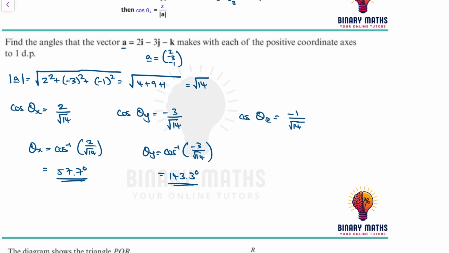That also makes sense because the j component is negative 3. It's going to be more than 90 degrees and obtuse. So if it's negative, it's going to be an obtuse angle that it makes. Theta z is equal to inverse cos of negative 1 over root 14. So again, because it's negative, we're expecting an obtuse angle. We end up getting 105.5 degrees.